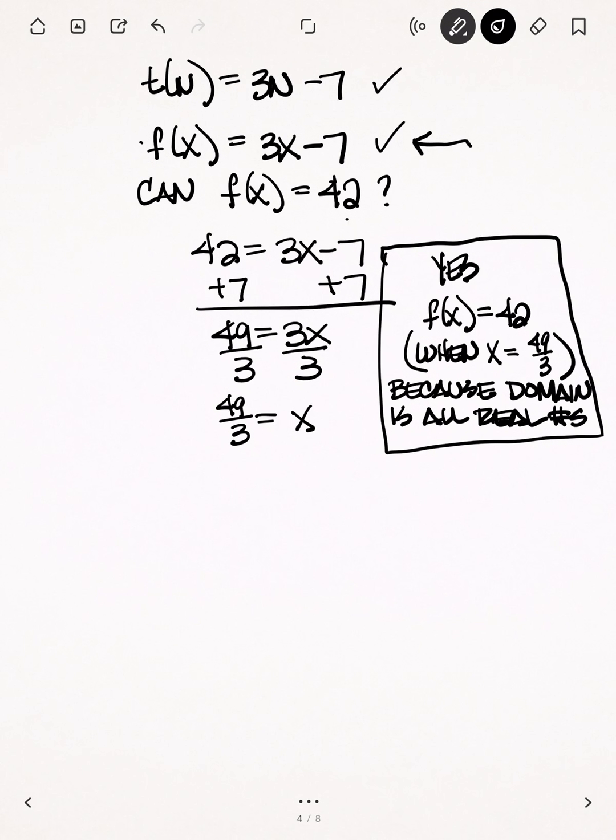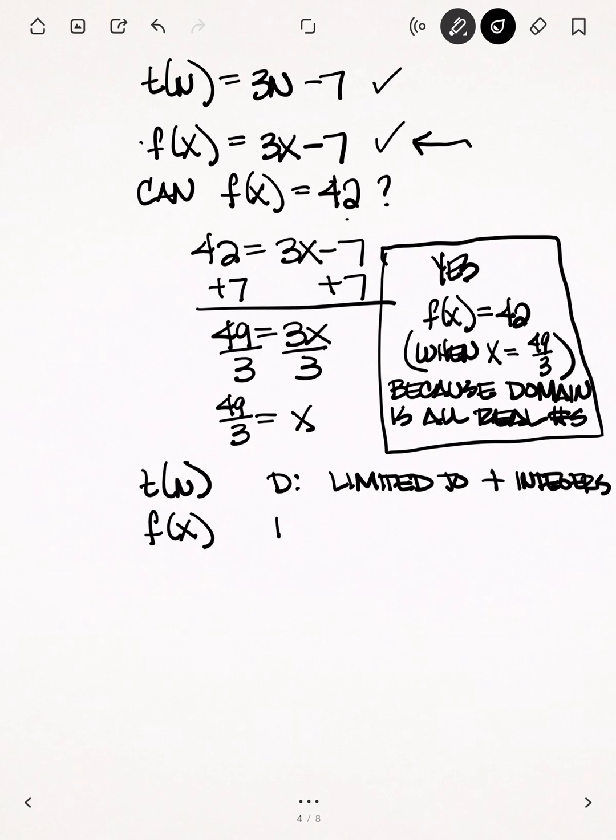All right, the last part, t of n. You have a sequence. The domain for any sequence is limited to positive integers. For f of x, you have a function. The domain is all real numbers. Okay, moving on.